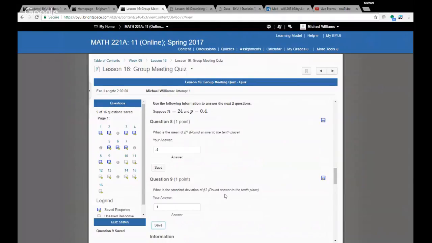So did you guys move on to number 9? Yeah. Number 8 was the 0.4. Then number 9 asked for the standard deviation. Number 8's not a formula, and the mean of p is given to us up there in the problem. The p equals 0.04. That's the mean. It's a given.